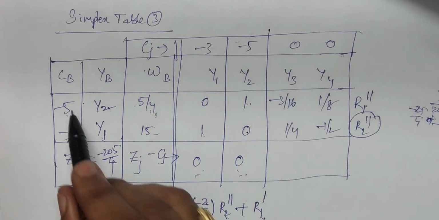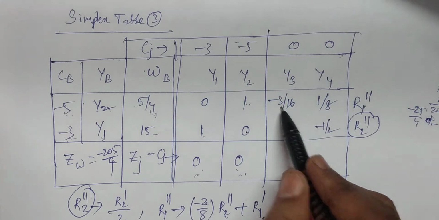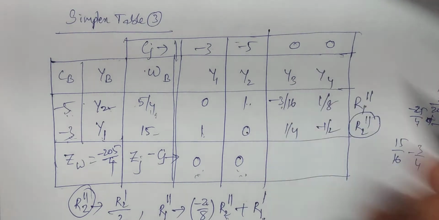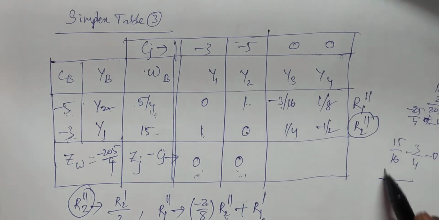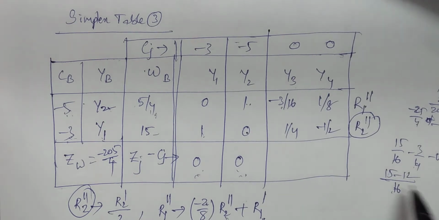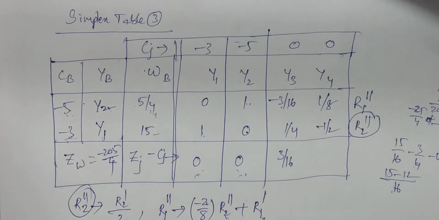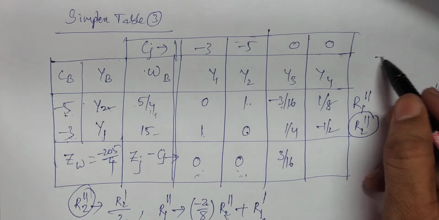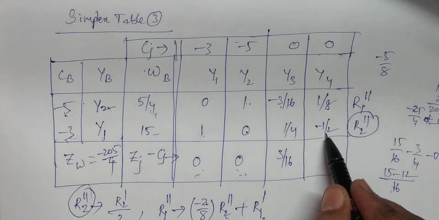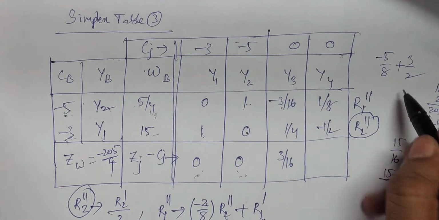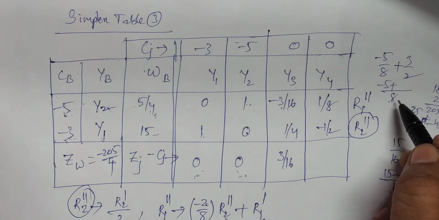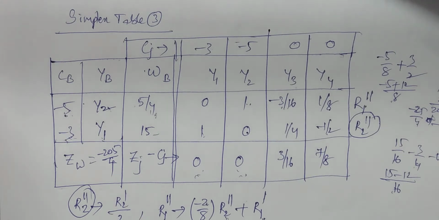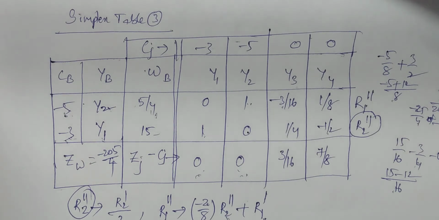And then come over here, calculate -5 into -3 by 16, which is 15 by 16, and -3 into 1 by 4, which is -3 by 4. Take LCM 16: 15 minus 12, 3 by 16. Next, the last one: -5 into 1 by 8, -5 by 8, and -3 into -1 by 2, plus 3 by 2. Taking LCM 8: -5 plus 12, 7 by 8. This is the calculation of the net evaluations, ZJ minus CJ, in the last simplex table 3.